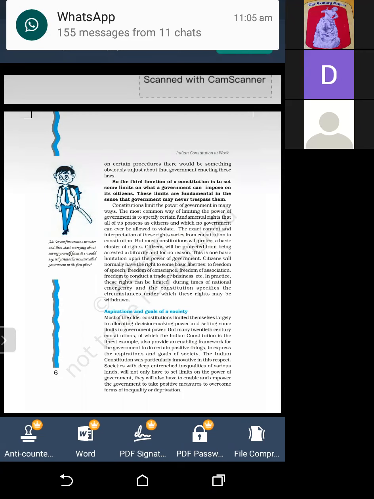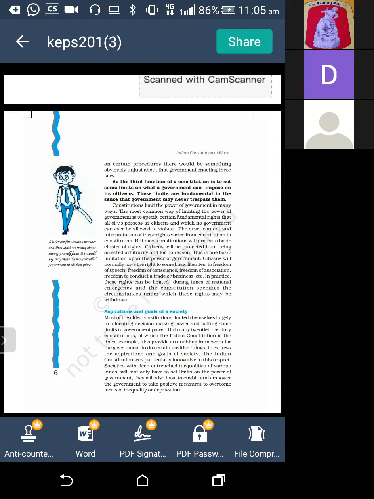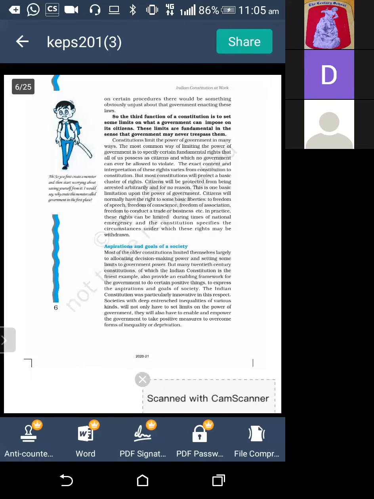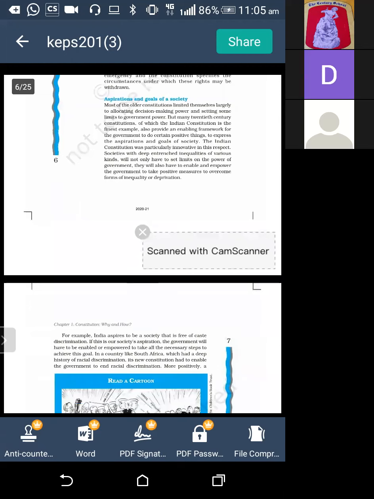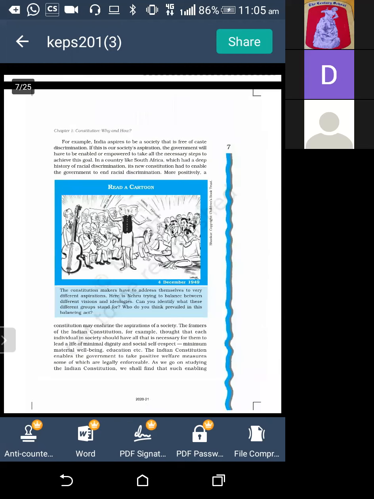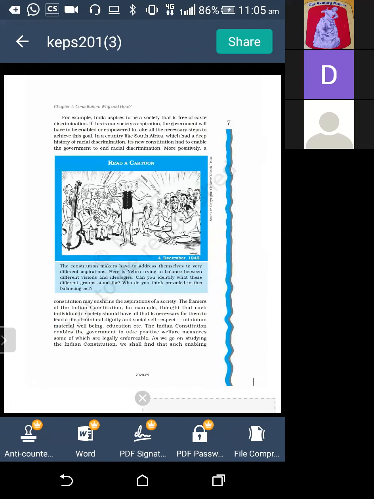For example, after 6 years, there is a general election. After the general election, the party that is in the majority has to come to power. So we are all under the rules. Then aspiration from the goals of society, right? Here I left you. Aspiration means there should be no discrimination between the people.